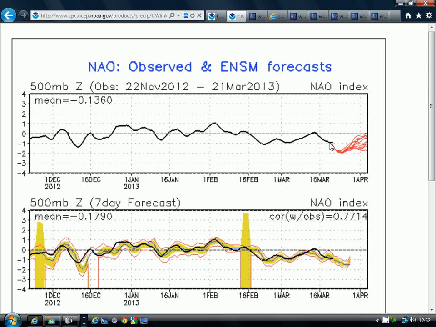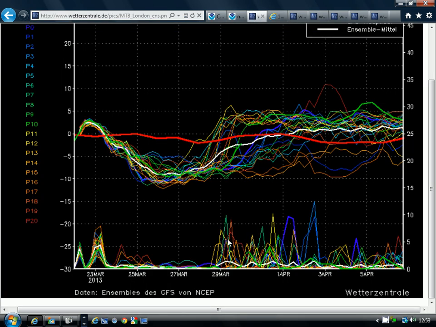Not as negative as we are with the Arctic Oscillation, but we are negative, an indicator that we've got high pressure around Iceland, lower pressure down towards the Azores. But we're not off the cliff like we are up in the North Pole. So for the next few days we're looking at a very cold period coming up.